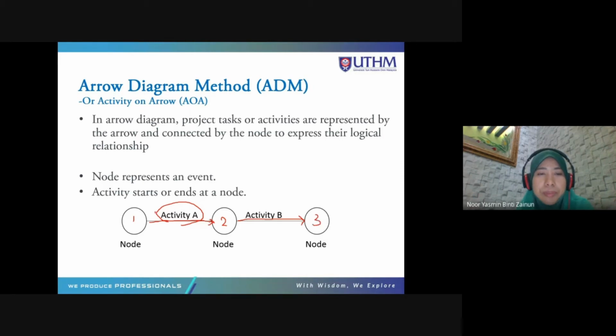So a node represents an event, from the start to the end of the activity. An activity starts or ends at one node. So this is the activity. Activity node 2 is the start for B, and node 3 is the end of activity B.